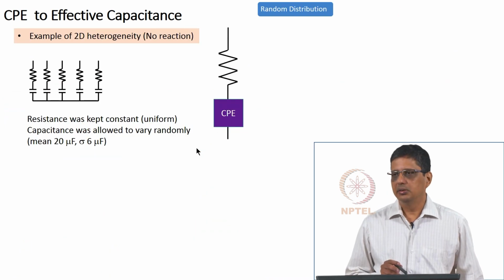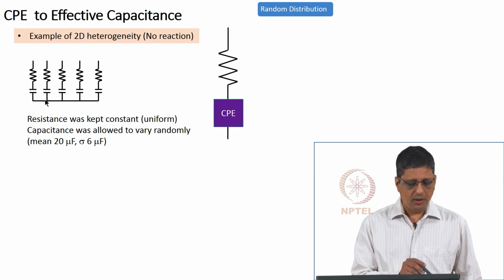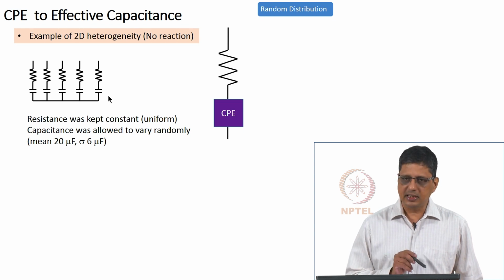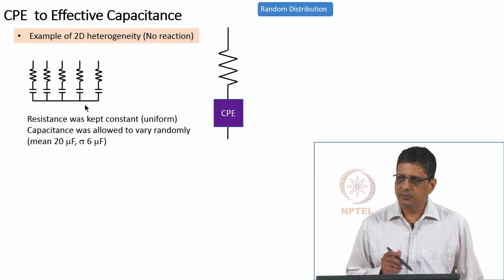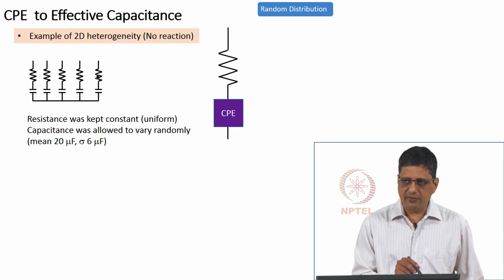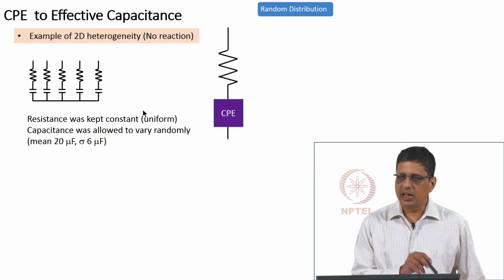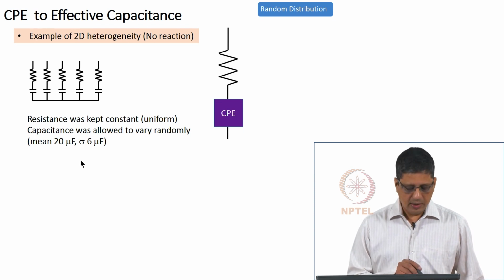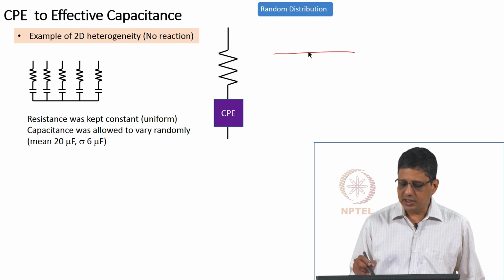However, I also want to note the following: if you just take many resistance capacitance in this form and randomly assign values, here what I had done is I used a fixed resistance value everywhere, but randomly change the capacitance value, randomly meaning I had taken it such that it varies between 20.